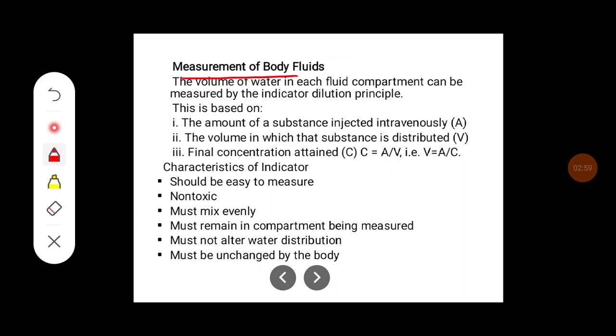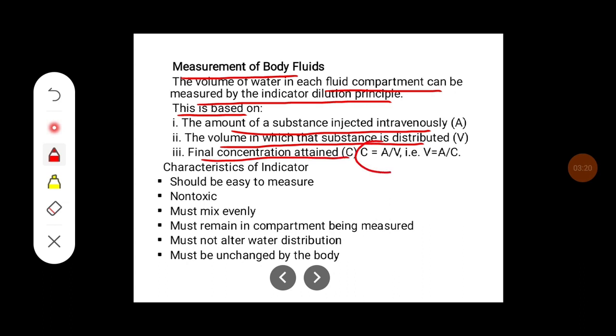Measurement of body fluids. The volume of water in each fluid compartment can be measured by the indicator dilution principle. It is based on the amount of substance injected intravenously, that is A, the volume in which that substance is distributed, that is V, and final concentration of it, that is C. So concentration is the amount of substance injected divided by the volume in which it is distributed. So volume can be calculated as the amount of substance injected divided by concentration of that particular substance.